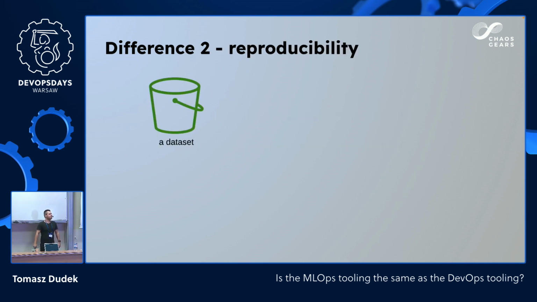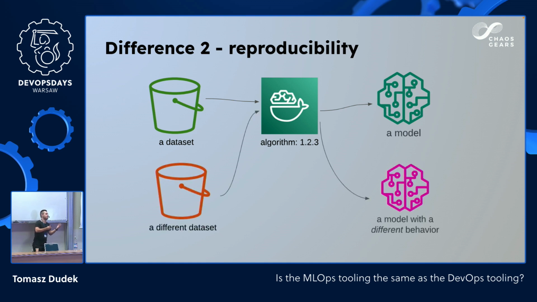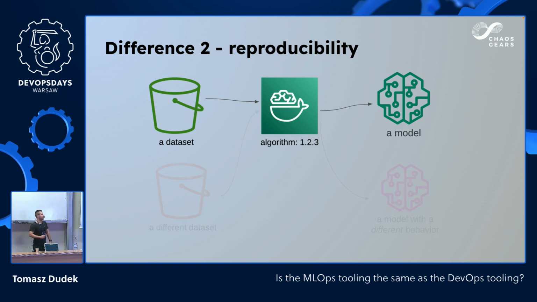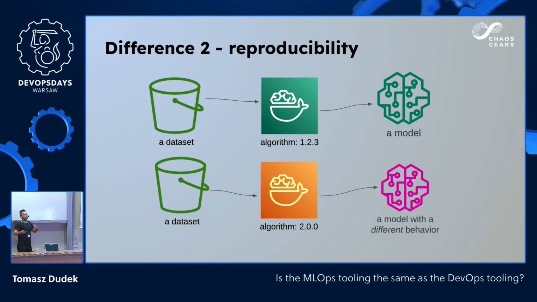The second difference is in reproducibility. This is quite connected to the previous issue. We feed a data set to an algorithm, we end up with a model, but a different data set with the same algorithm produces a model with a different behavior. This gets even trickier because the same data set used on the same algorithm, but in a different version, let's say, even with the same parameters, might also produce a model with a different behavior.